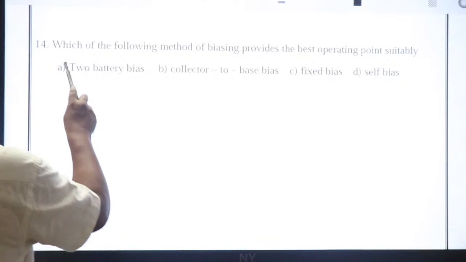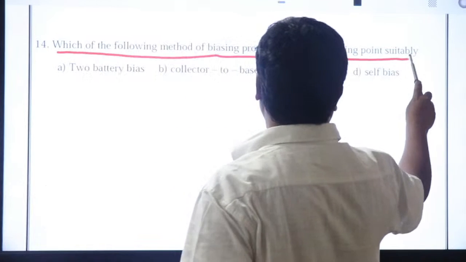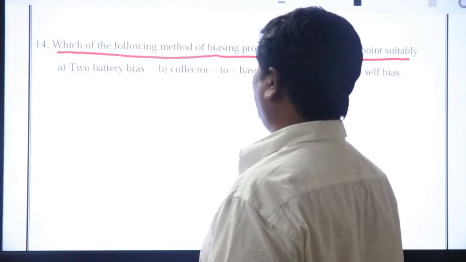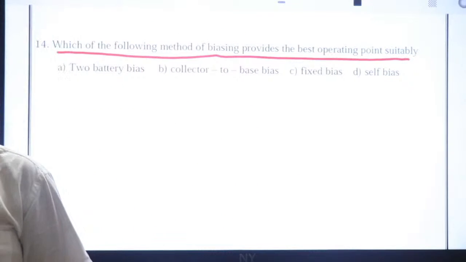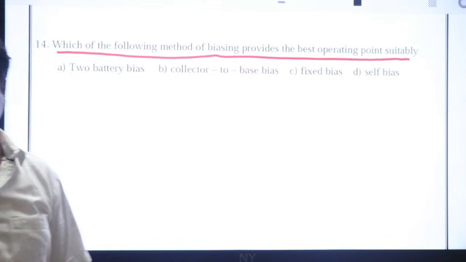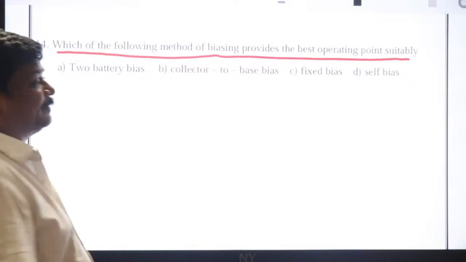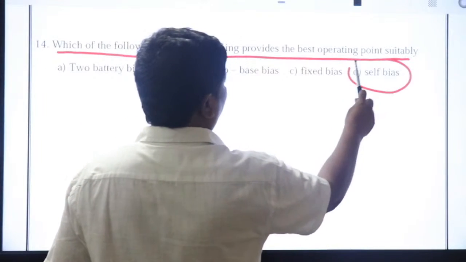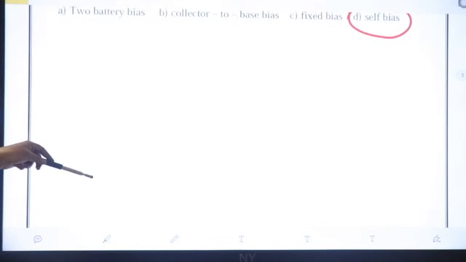Which of the following methods of biasing provides the best operating point stability? See how many times this question is repeating, because of the importance it has. Self bias will provide the best operating point stability. Right. Next question.